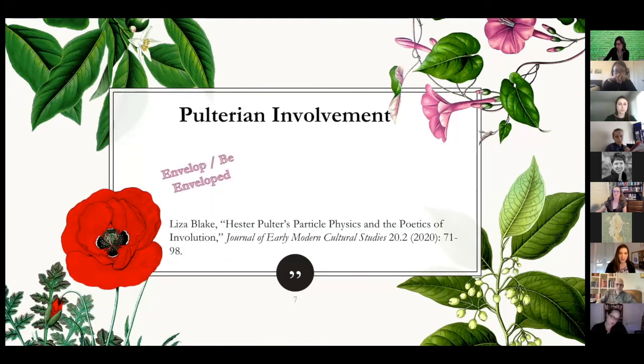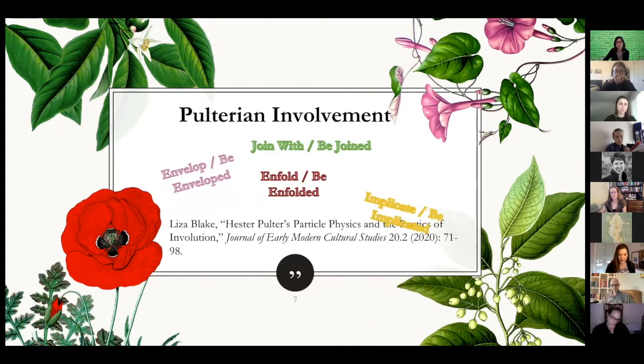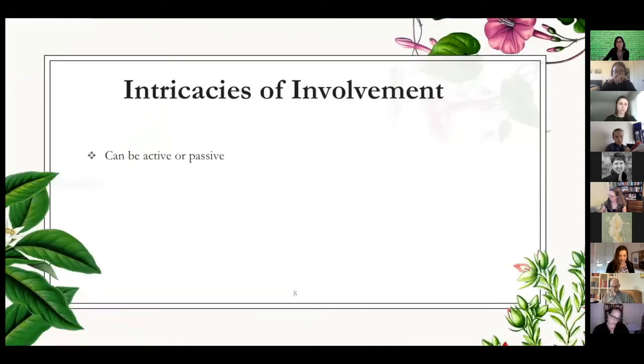As Liza Blake forcefully articulates, involvement is a governing concept of Pulter's poetics and her physics. In her lyrics, to involve or be involved with is variously to envelop or be enveloped, enfold or be enfolded, join with or be joined, and more ambivalently, implicate or be implicated. I emphasize the passive construction of these connotations because, unlike the subject-oriented nature of Cronon's connections, which the liberally educated person sees, makes, or manipulates, involvement for Pulter is a state that is only sometimes voluntary.